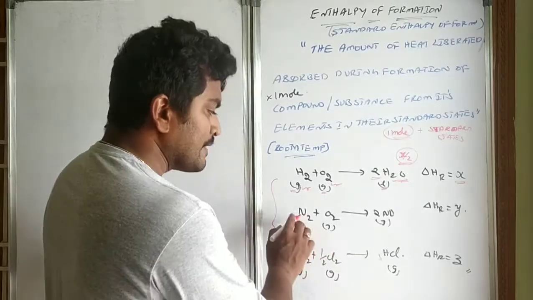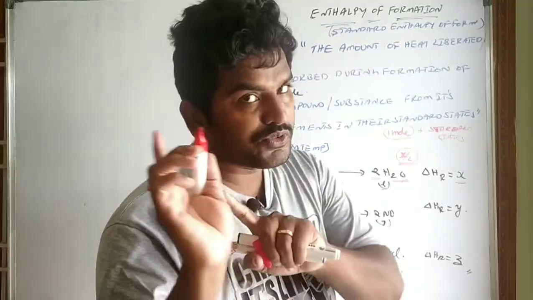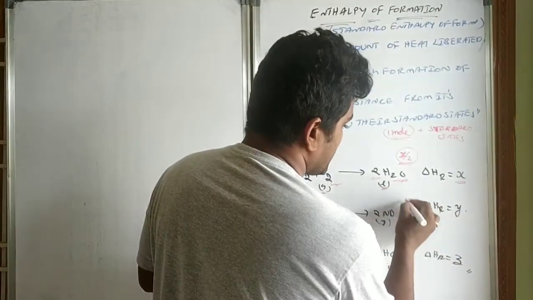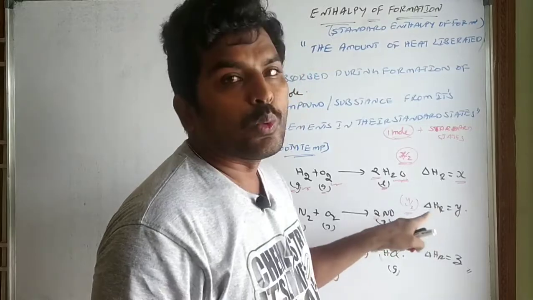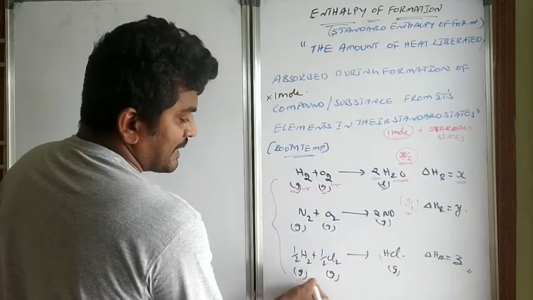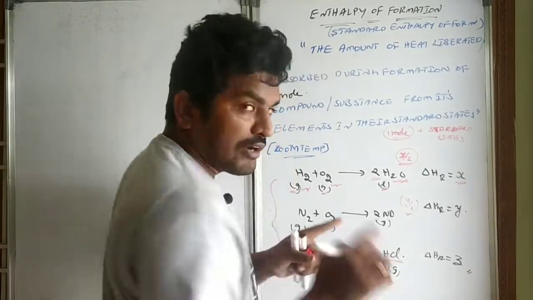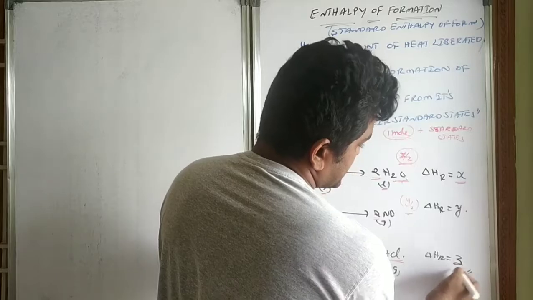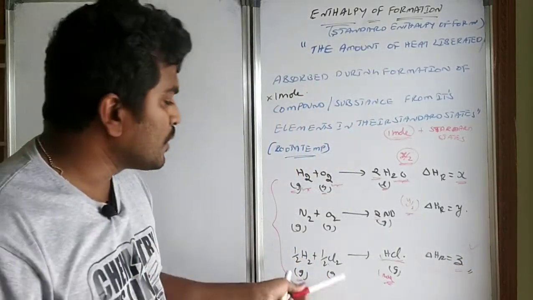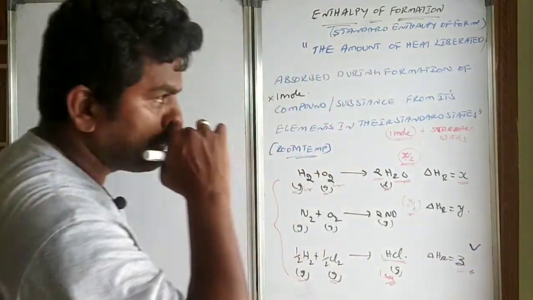See this one, N2 and O2. These are all standard states, but here 2 moles are formed. So it is not related to the enthalpy of formation. The enthalpy of formation of NO will be Y by 2. But the last one, you see, is in standard states and it forms exactly 1 mole. So Z is the enthalpy of formation. This bottom reaction exactly explains the enthalpy of formation.